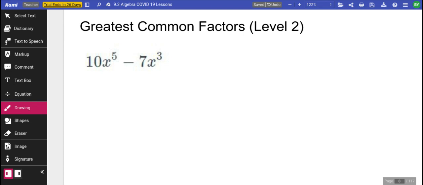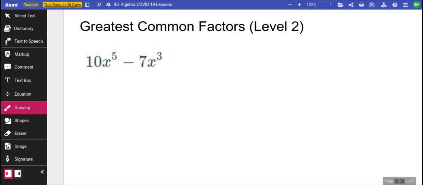Hey guys, today we're going to go ahead and pull out some common factors again, but we're going to call these level 2 problems. They're just going to be a little bit tougher. Remember that our end goal is to work towards factoring out trinomials again, and that's actually going to lead us towards solving quadratics. So that's kind of where we're going with these videos.